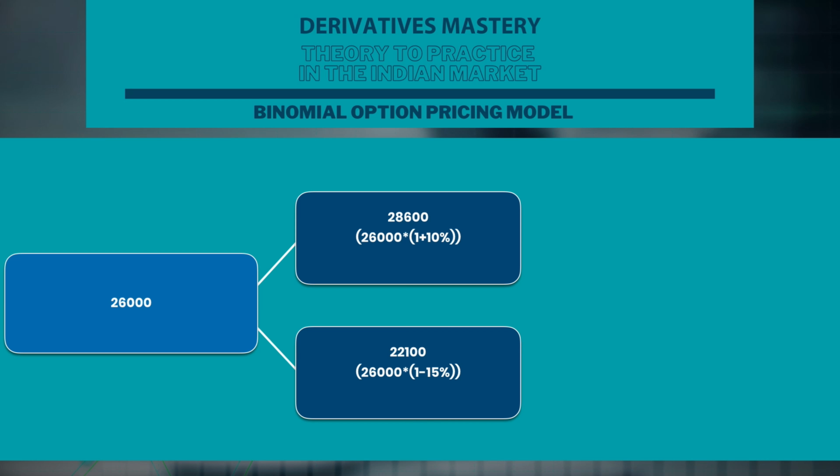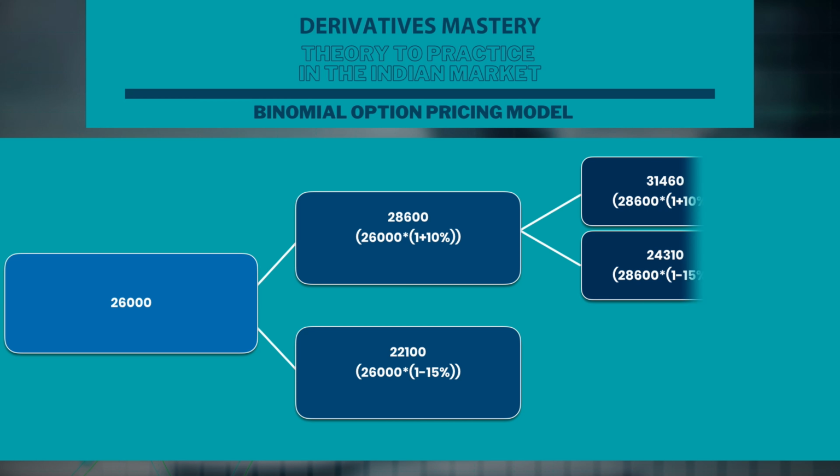Now, let's move on to the second quarter. If the stock had increased to 28,600 in the first quarter, it can either increase again by 10% further, which is 28,600 into 1 plus 10% gives us 31,460, or it can decrease by 15%, which is 28,600 into 1 minus 15%, which gives us 24,310.